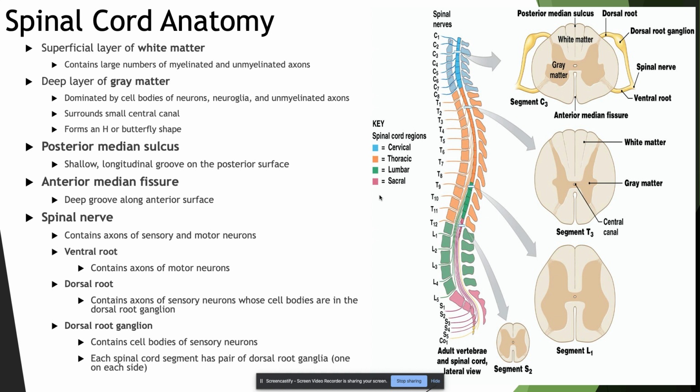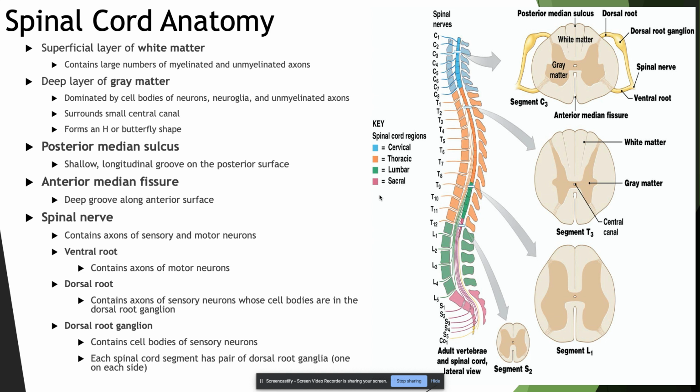The superficial white matter contains large numbers of myelinated and unmyelinated axons. Like gray matter, white matter is also divided into functional and structural areas. So part of the structural organization, the structural components of white matter are divided into columns, and the posterior white column lies between the posterior gray horns and the posterior median sulcus. The lateral white column includes the white matter on either side of the spinal cord between the anterior and posterior columns, and the anterior white column lies between the anterior gray horns and the anterior median fissure.